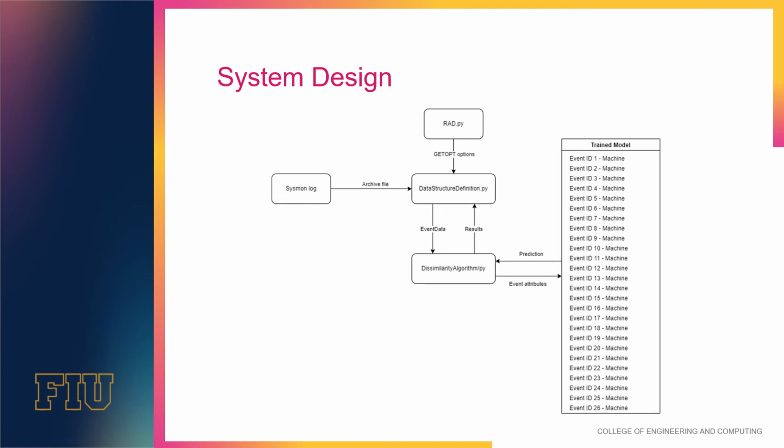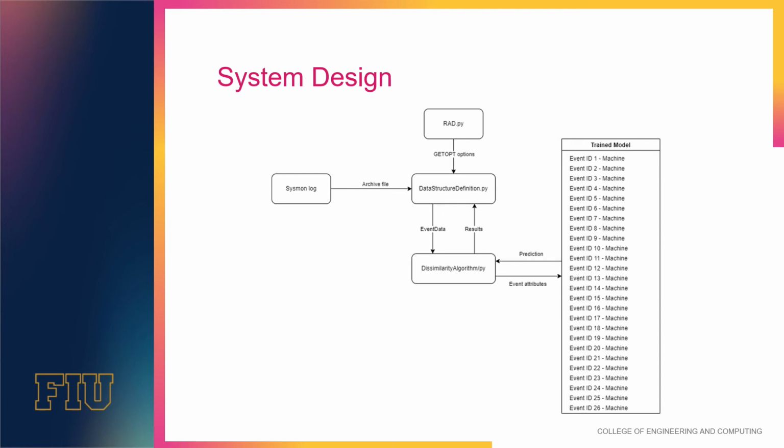The application is broken down into 4 distinct parts. The first being the primary driver called rad.py, which uses a gitopt-based input to control the application. We'll talk more about gitopt on the next slide. The second part is the data structure definition, which takes in the event logs, parses the event data, and passes the relevant attributes to the next part.